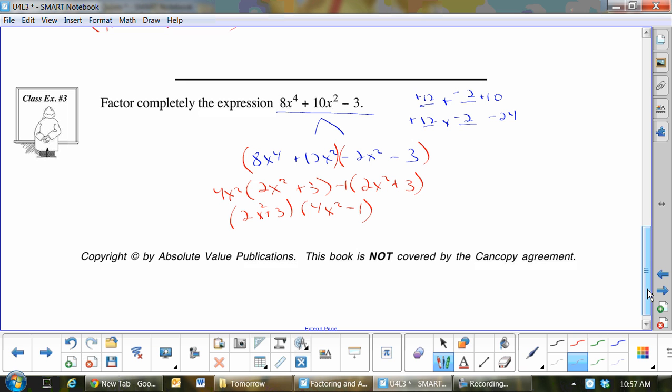Yep. Why? No. Because x squared times x squared is x to the 4.